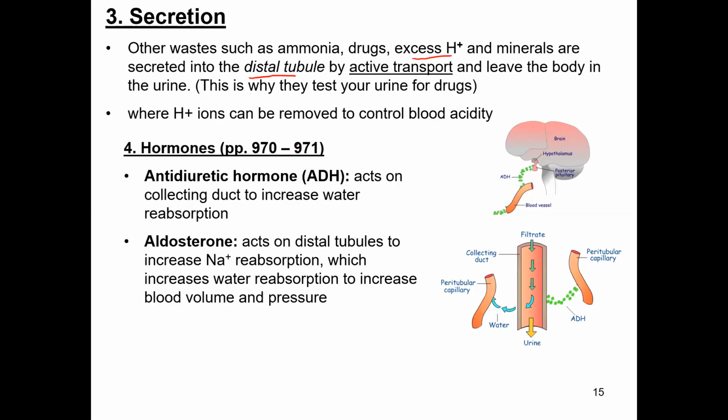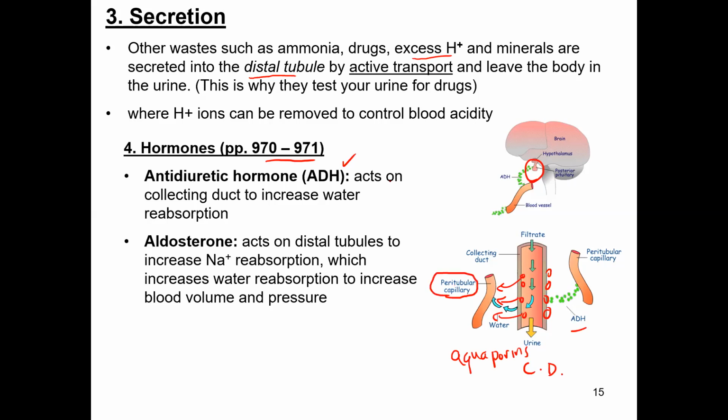Okay, hormones. It's on page 970 to 971. Two hormones I want to talk about is ADH, antidiuretic hormone. It's released from the brain, and it actually acts on your collecting duct and to a lesser degree your distal tubule. So here's your collecting duct. And when this hormone is released, it actually causes water channels called aquaporins to increase. And those water channels make water more permeable. Water can then leave and go back into your blood supply.